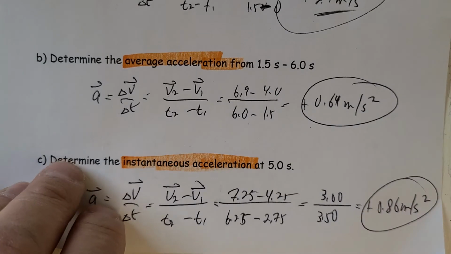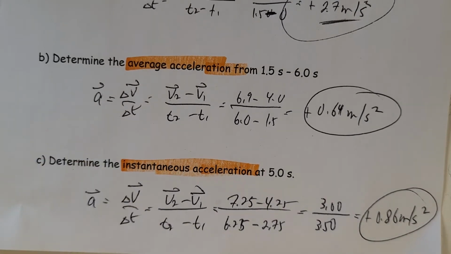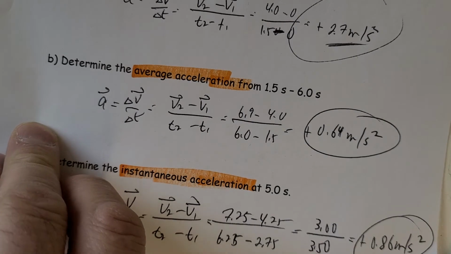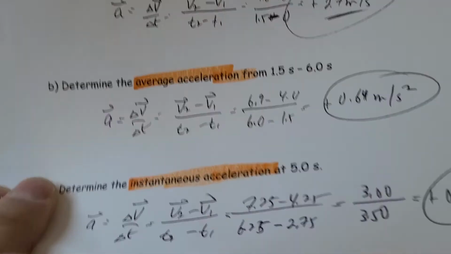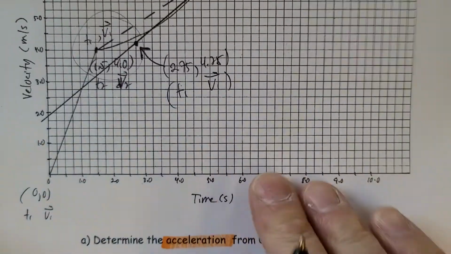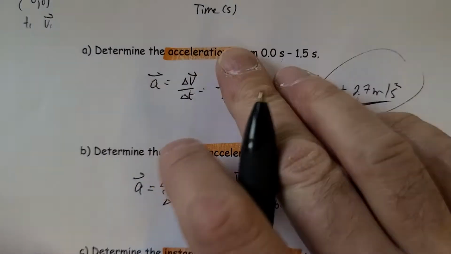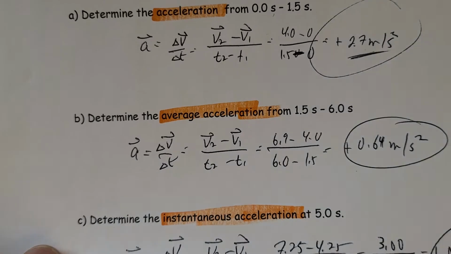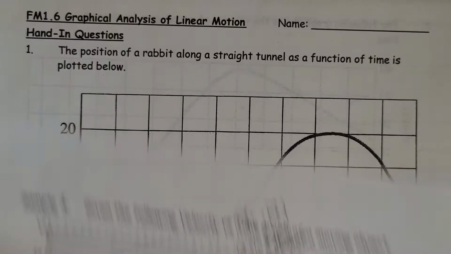All right. So there we have it, ladies and gentlemen. Position versus time graphs: the slope gives us velocity, or average velocity, or instantaneous velocity. And then when we have a velocity versus time graph, slope gives us acceleration, or average acceleration, or instantaneous acceleration, depending upon which one we're looking for.